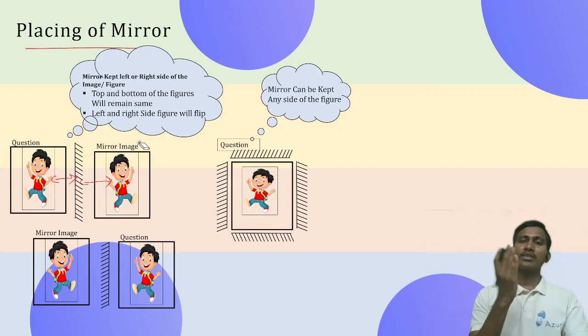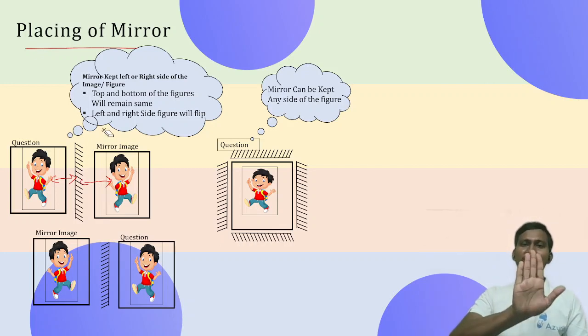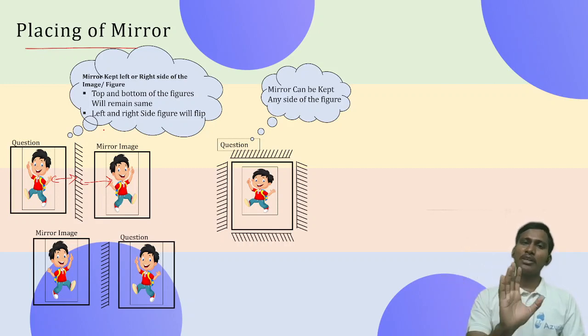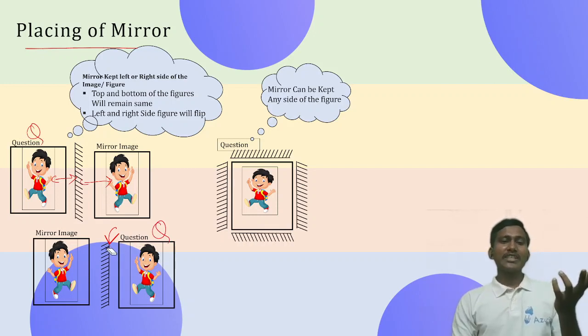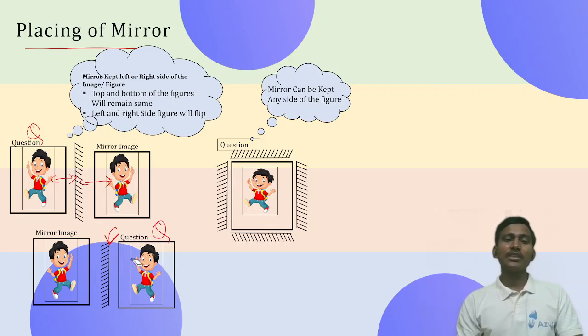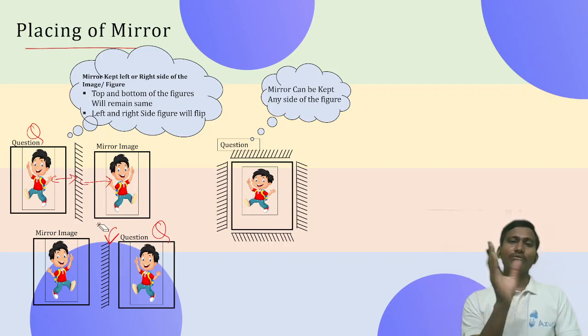Okay, and right becomes left, left becomes right. Understood? So if it is placed on the left side, remember this will become like this, just flip it. Remember the flip, it will be very simple. Now if the mirror is placed to the right side, this is the question figure. So if it is placed to the right side, what will be the mirror image of this? We have to flip like this.